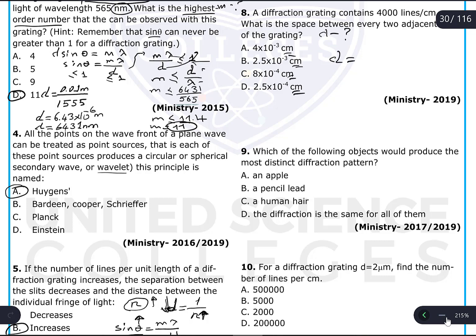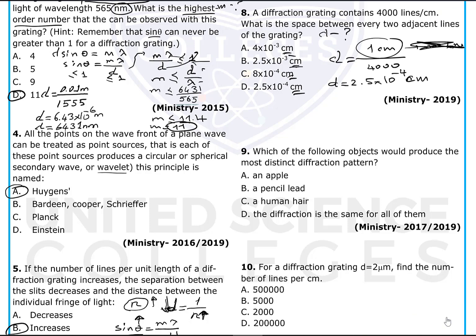d is equal to, in 1 centimeter, there are 5,000 lines. So 1 divided by 5,000, which is 2.5 times 10 to the power of negative 4 centimeter. If the choices are given in meter, you should convert centimeter to meter in here, as 0.01 meter. You should go that way, but as you see, choices are given in centimeter. That's why we don't need to convert centimeter to meter. So we should continue by centimeter.